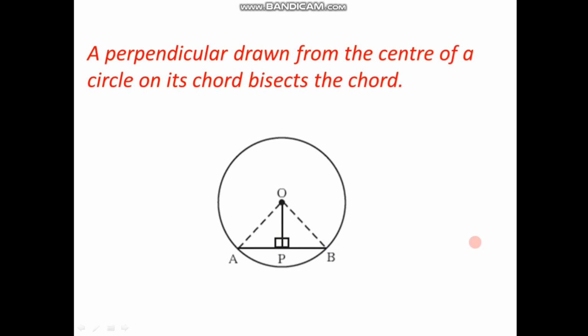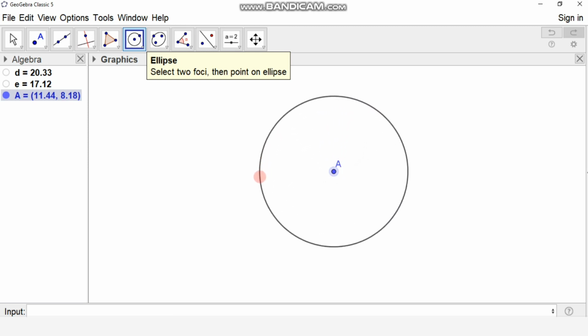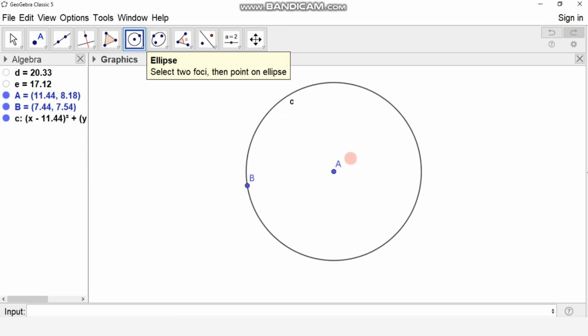So let's move to the GeoGebra interface. First of all, we should draw a circle. So click on the circle icon. Take any point on this interface as a center and drag from center A to have a circle. So this is the circle with center A. There is another point B on it.